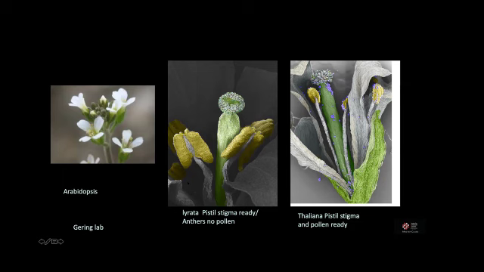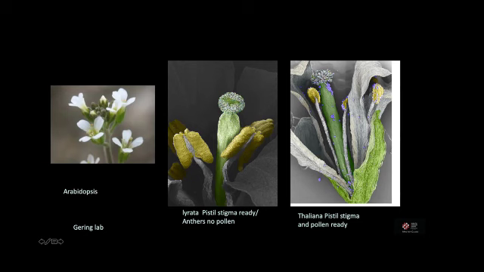In Arabidopsis lyrata, we can see from this picture that this plant can never self-pollinate. This structure here is the pistil that receives the pollen. These structures here are the anthers that produce the pollen. But while the stigma is ready to receive pollen, the anthers are not producing any. So this could never self-pollinate.